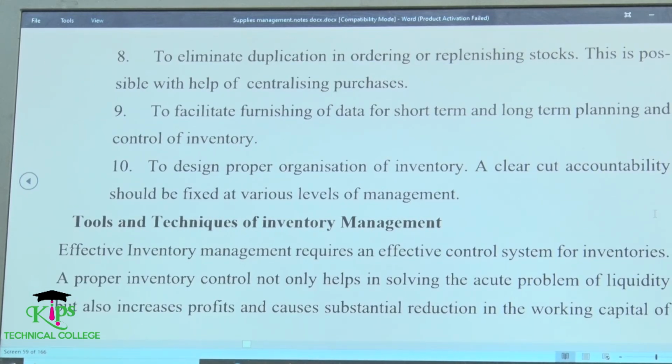You also need to eliminate duplication in ordering or replenishment of stock. So when you're doing inventory control, issues of duplicate orders are reduced, because you already know what you have in store and what you require as an organization. You also need to facilitate data for short-term and long-term planning and control. So when you have management in place, you're able to know how much you have, and this data is kept in a database. In case you want to retrieve particular information about a particular inventory, it is very easy for you to do that. Then lastly, we have the design of proper organization of inventory. So you're able to have a proper design on how you're going to manage your inventory.